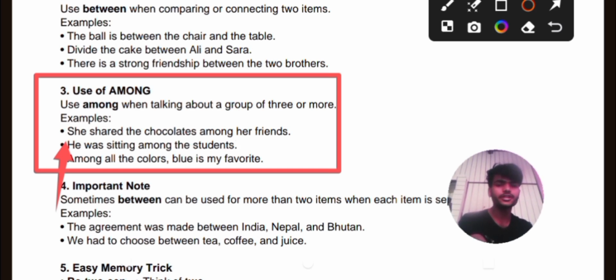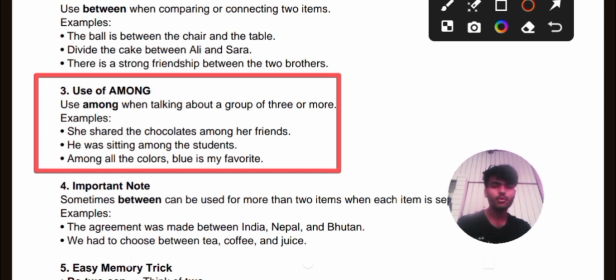If I talk about the second example, he was sitting among the students. We used among here because we are talking about students, a lot of students, I mean more than three students. Definitely we can use among here.